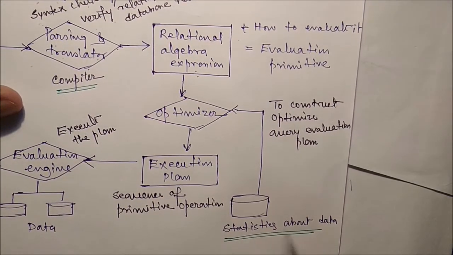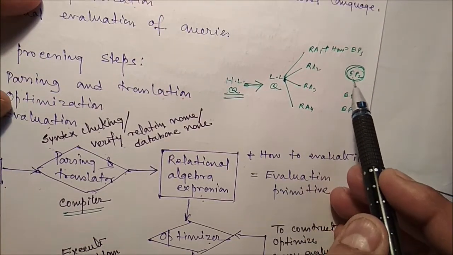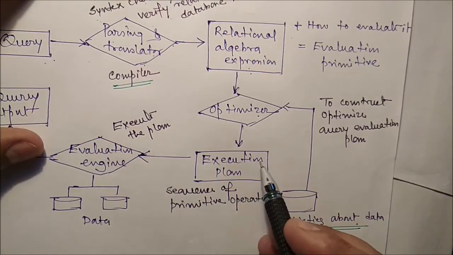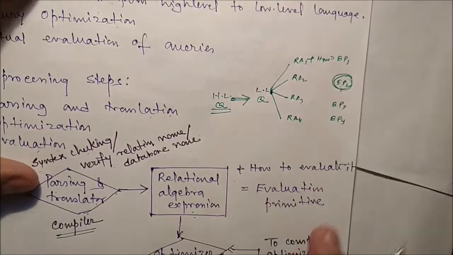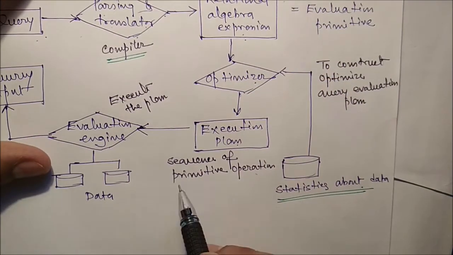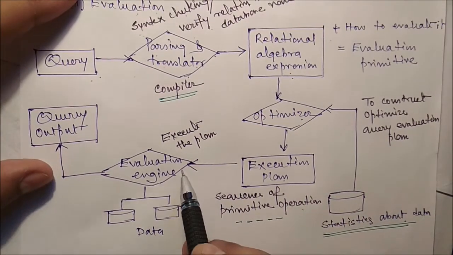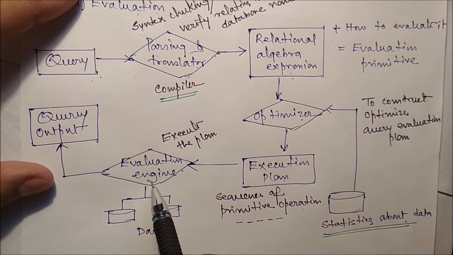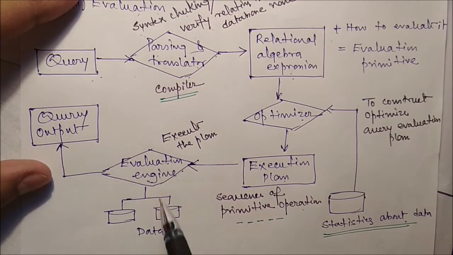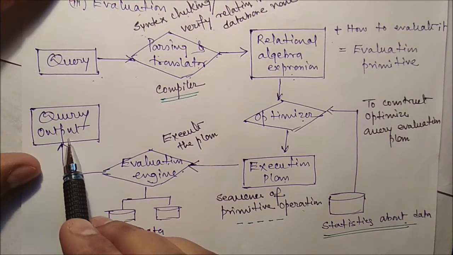It is selected based on the statistics about the data. With the help of statistics about the data, the optimizer identifies the best evaluation plan, and then we get the execution plan and the sequence of primitive operations. That means we identify the best one, then break it down piecewise, identify the basic steps, and execute the plan. This is possible with the help of the evaluation engine. The evaluation engine works with the data and fetches the data to give the output.